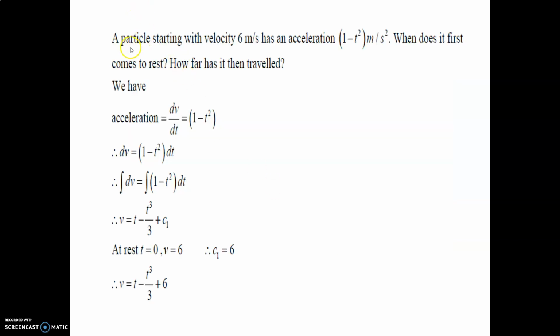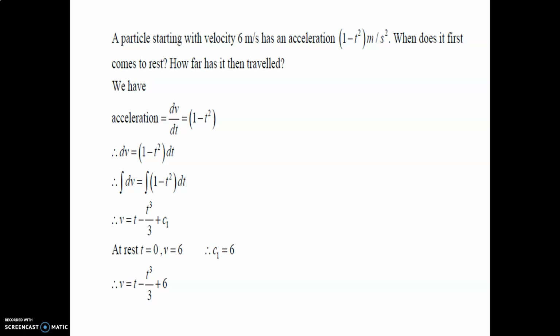Suppose a particle starting with velocity 6 m/s has an acceleration of 1 − t² m/s². When does it first come to rest? And how far has it then traveled? We have to find now distance or velocity. Yes, we have to define the velocity first.